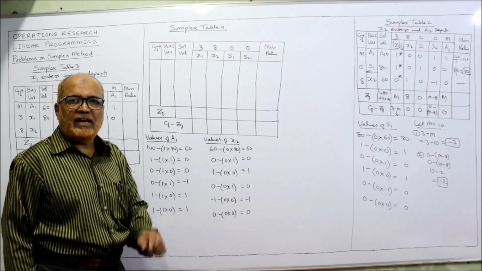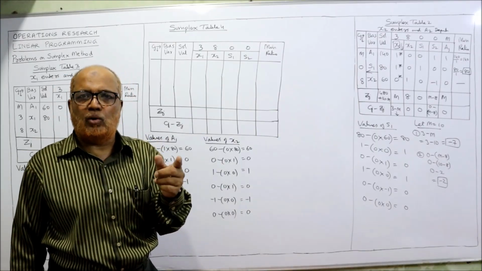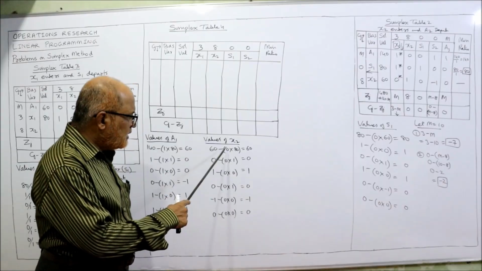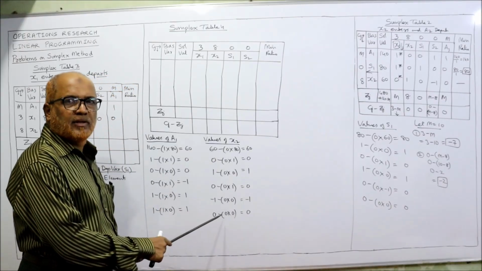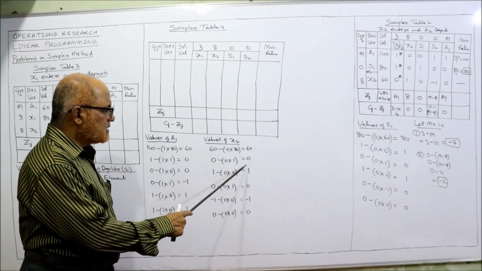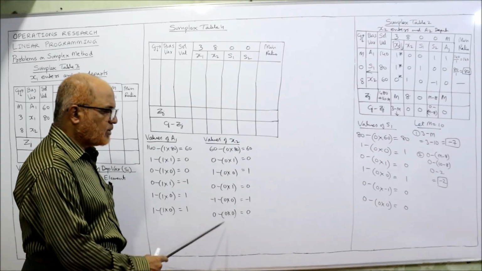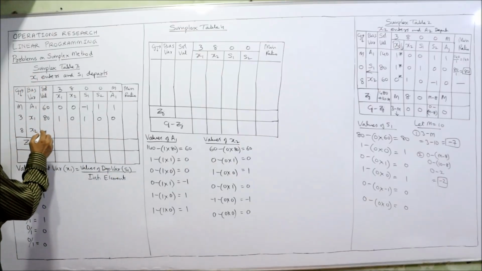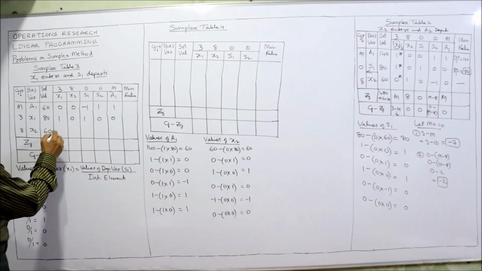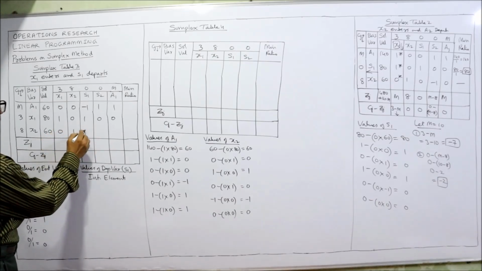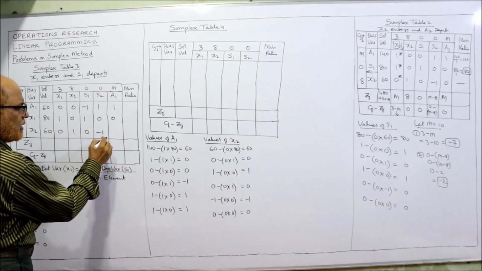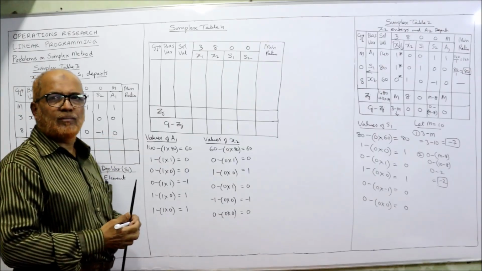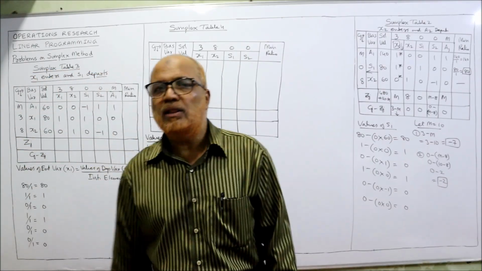When anything is multiplied by 0, you will get 0. So in all these brackets you will get 0. So what will remain? 60, 0, 1, 0, minus 1, 0. These are the values of x2. So I am taking the values of x2. What are the values? 60, then 0, 1, 0, minus 1 and 0. That's all. We got all the values.